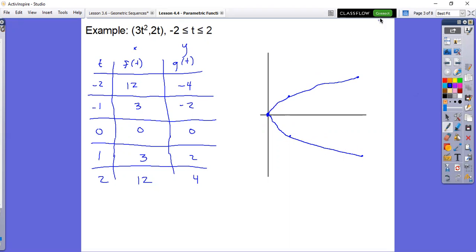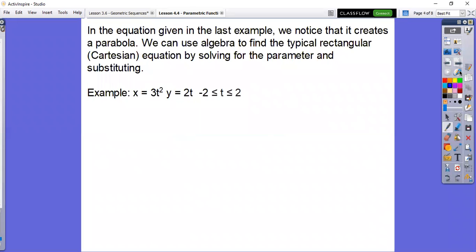All right, let's take a look at how we could write this in the typical rectangular or Cartesian form that we're used to seeing. For this one, it would be pretty simple to solve for the parameter, which is t in this case, and then substitute it back in to get an equation. What I could do here is notice that if y is equal to 2t, then t is equal to y over 2.